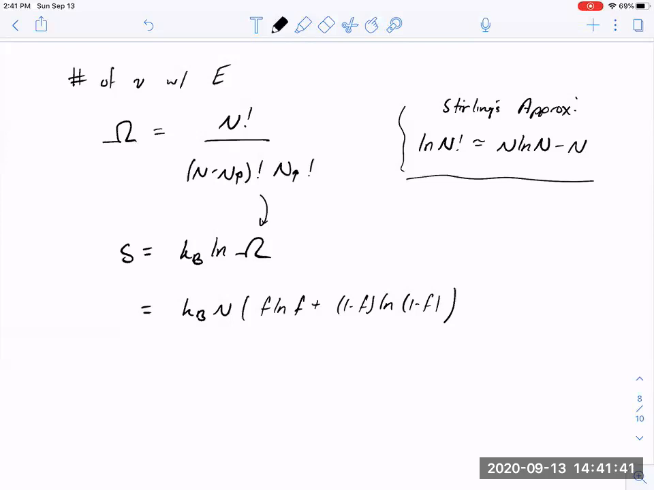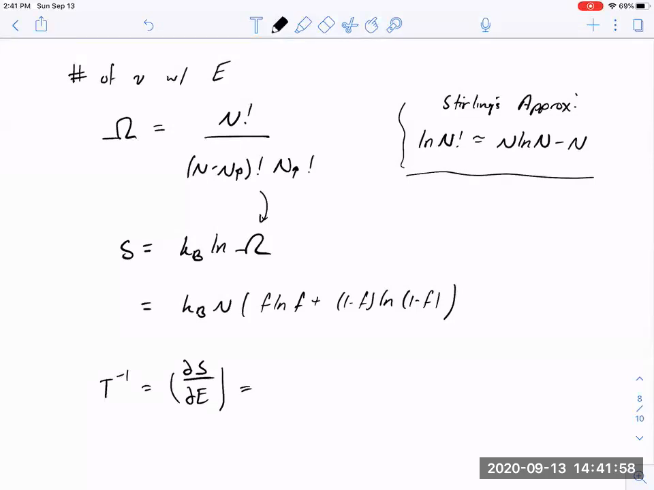Okay, so why did we do this? If we have the entropy, we can compute the temperature. 1 over the temperature is how the entropy changes with energy. Now the energy depends in a simple way on the fraction up, as we've represented the entropy as well. So it behooves us to compute these derivatives with respect to f. So we can write dS dE as dS df times df dE, using that chain rule identification.